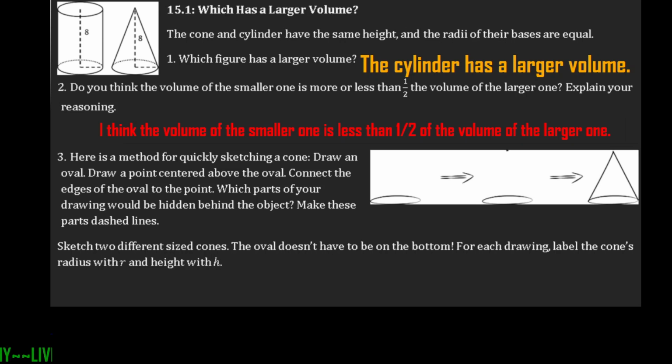So I'm going to draw some of these cones. I'm going to draw them of 2 different sizes, and we're going to label them with a radius r and the height h. And so what I'm going to do is actually flip it around. I'm going to draw one of them like this: draw the oval, draw the point centered beneath it, and then draw the connecting parts, or the 2 sides. Let's do it like this.